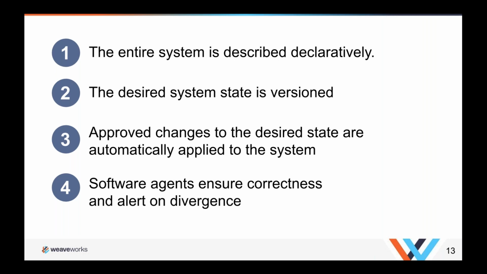So the entire system is described declaratively. The desired system state is versioned in the version control system. Approved changes to the desired state are automatically applied, and software agents ensure correctness. So they ensure that your Kubernetes cluster converges to the correct configuration, and they will alert you if there's any divergence and take remedial action.